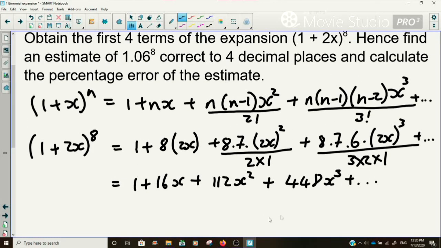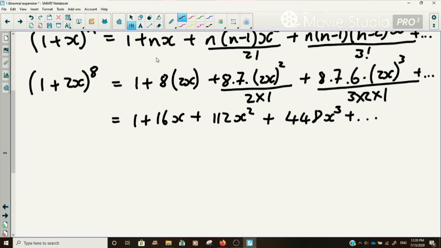Okay, so the next question is, how can we use this to approximate 1.06 to the power of 8? Well, we want 1.06 to the power of 8. We've got the expansion of 1 plus 2x. So if you can work out the value of x which makes 1 plus 2x equal to 1.06, then we can use our binomial expansion with that value of x.